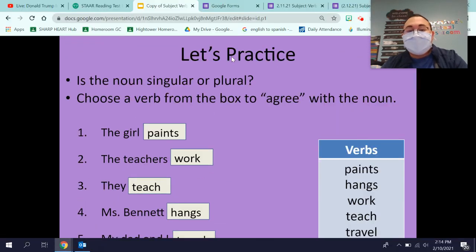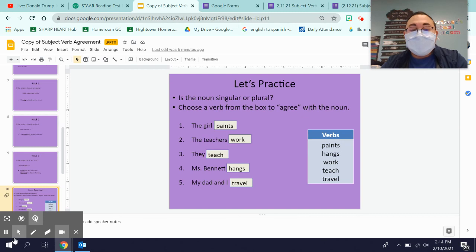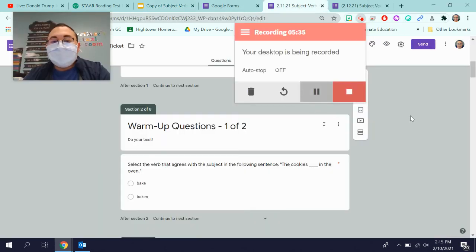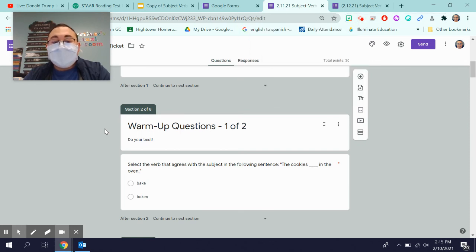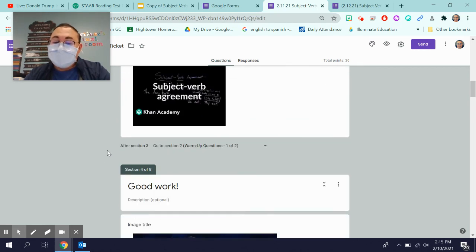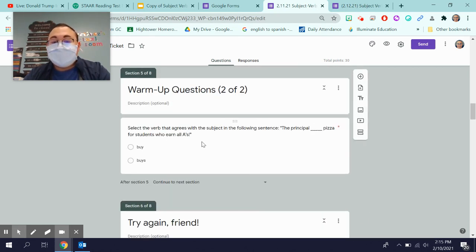You're going to get some practice with today's skill by going into the Google form that I'm going to show you in just a second. So here you're going to find these two questions. You're going to select the verb that agrees with the sentence and with the noun. Okay, so you got to make sure you choose the correct noun. Do you add an S or do you not add an S? You're going to do that for this same one too. So you're going to do an independent practice, and then I'm going to come back and I'm going to talk about your exit ticket.